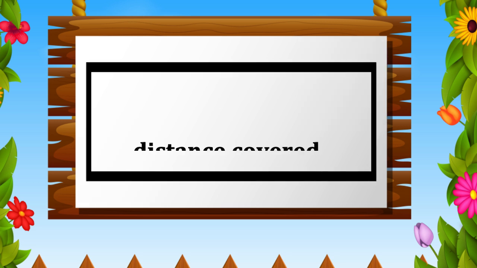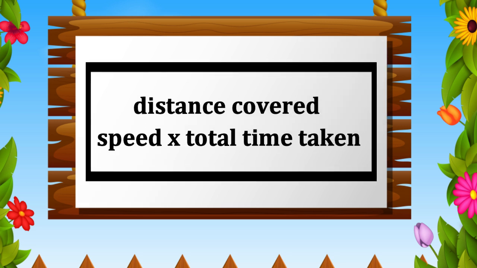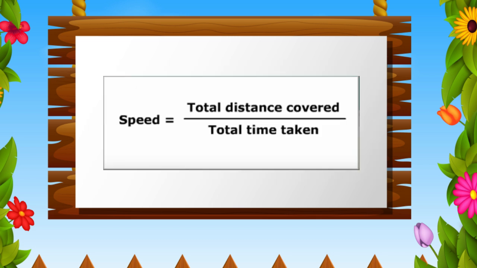To measure the speed of an object, we measure the distance covered and time taken to cover that distance by the object. After that, we apply the formula of speed.